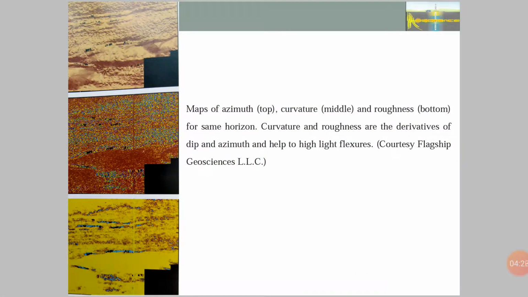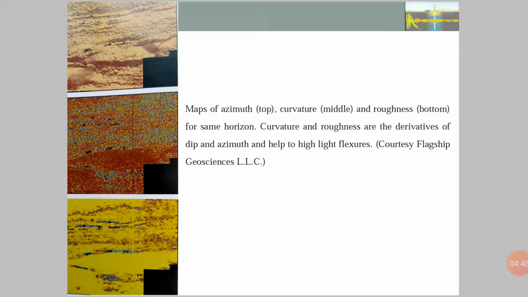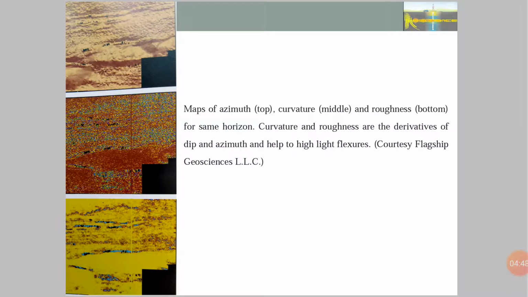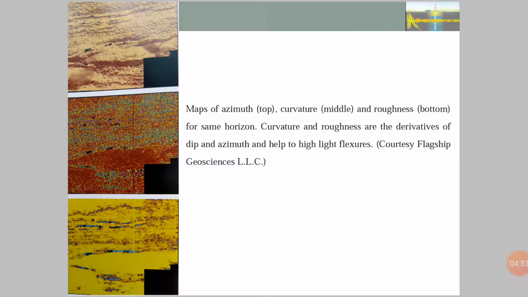The map of azimuth is on the top. The curvature and roughness attributes for the same horizon are given below. Curvature and roughness are derivatives of dip and azimuth and help to highlight flexure. Now, curvature is a seismic attribute that shows how a reflector is changing shape.